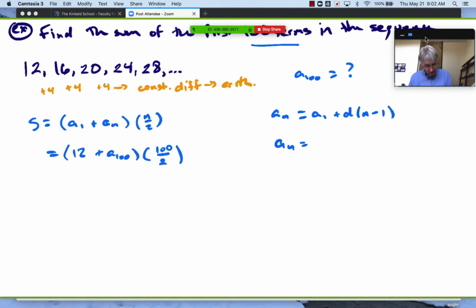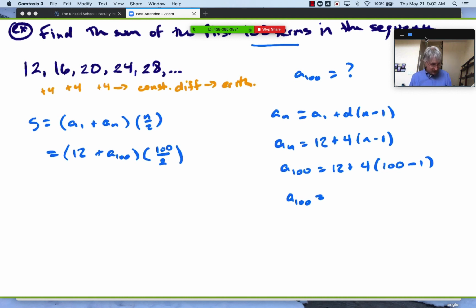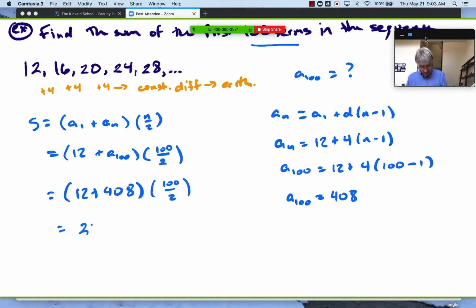So a sub n here, the first term is 12. 4 is that constant difference. Since I want to find the 100th term, I'm plugging in n equals 100. And so then I'm using my calculator, figuring out that a sub 100 equals 4 times 99 plus 12, 408. And so to answer the sum question, 12 plus 408 times 100 over 2, use my calculator, and I get 21,000.